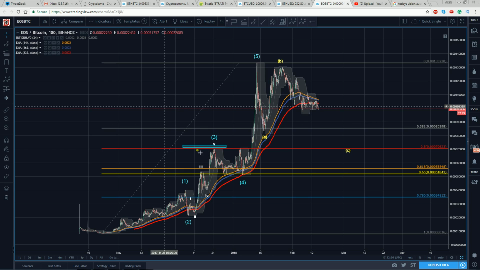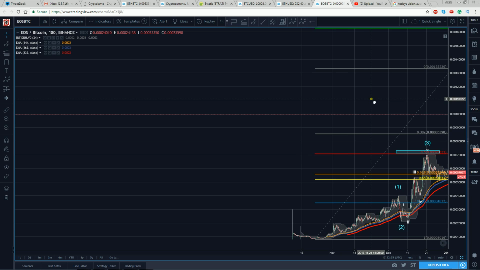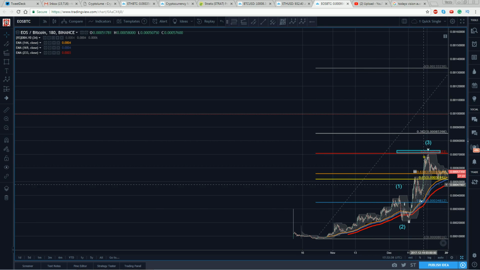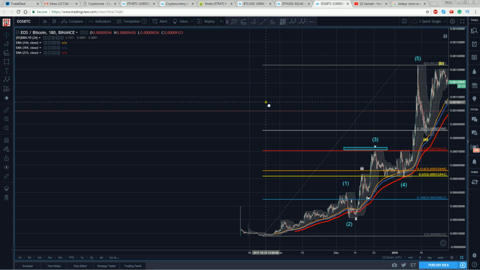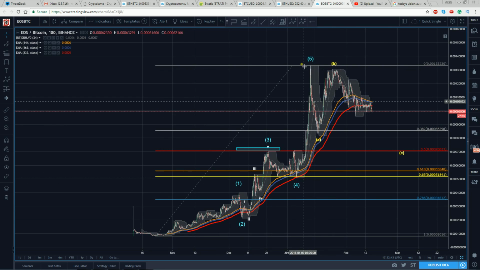So again, the idea here is that, going into this, that's perfectly valid. We've got perfect subdivision into the 3. It goes right where you would expect the 3, but then we get that. So does that lock us into the idea that that's a 5 and that we've completed?